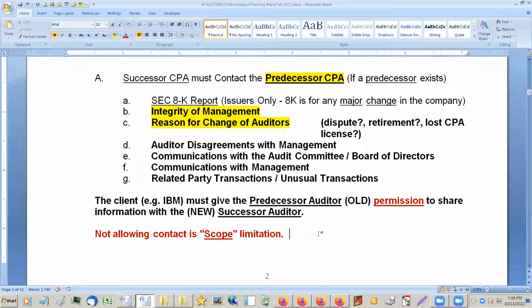So if you cannot speak with a successor auditor, now it is possible that there are circumstances that you can't do it. Whoever the successor auditor died, the successor auditor left the country, they're in the hospital in intensive care or something. There are reasons why logistically you can't do it. But if the predecessor auditor is available, you must do it.